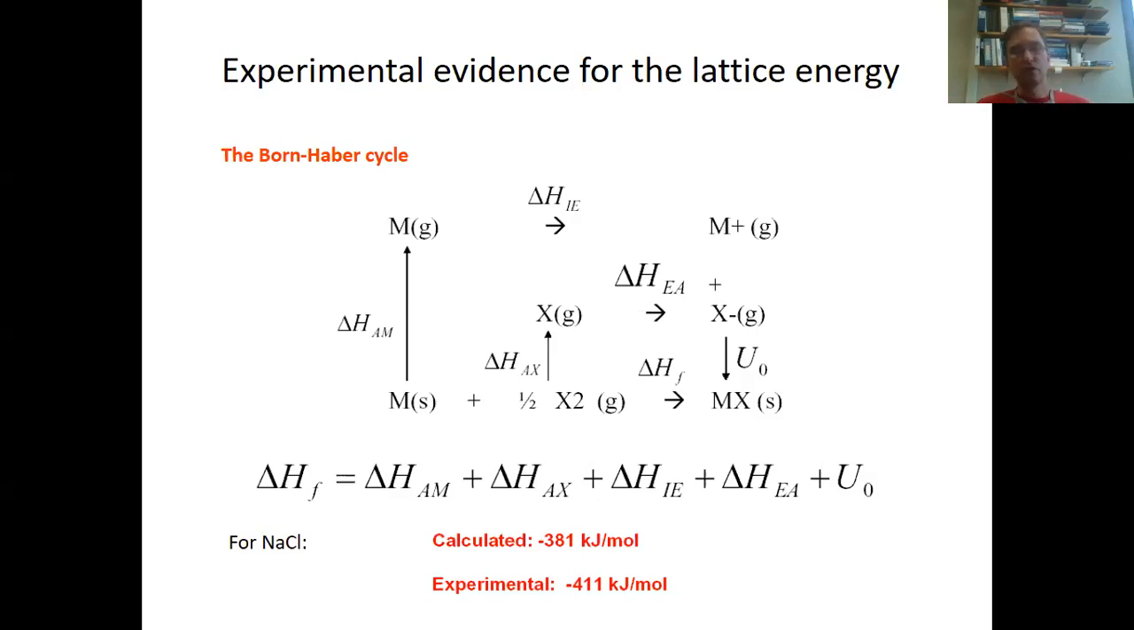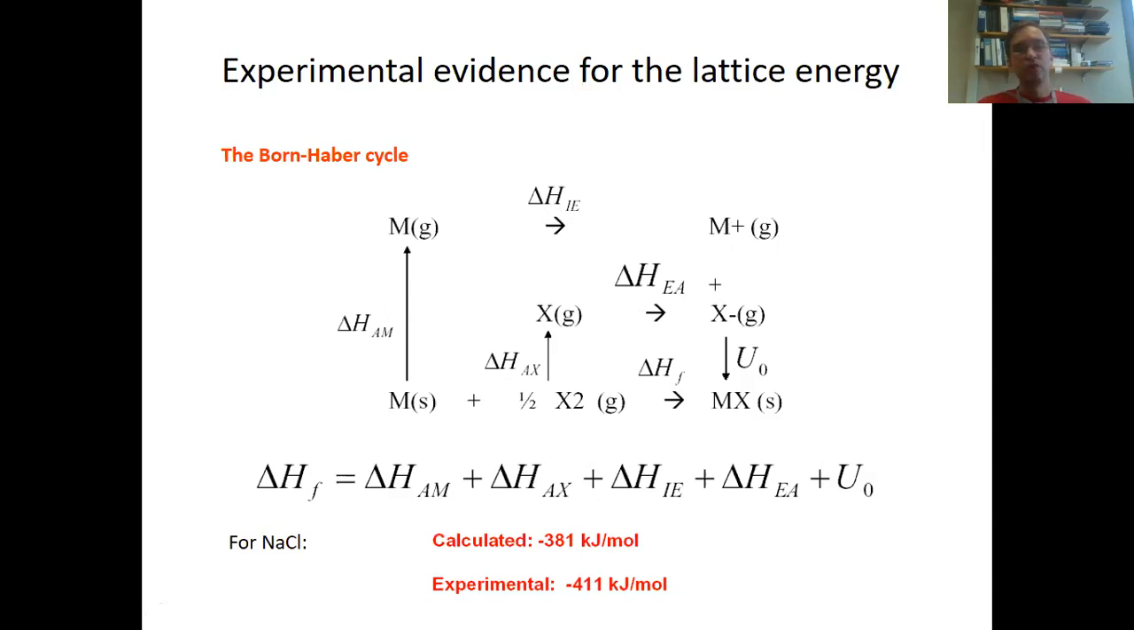So let us do this. We can, for instance, take our solid metal and bring that metal into the gas phase. This will be associated with a sublimation enthalpy, delta H. In the next step, we can ionize that neutral metal atom in the gas phase. That will create a metal plus ion, and again, that process will be associated with a reaction enthalpy. In this case, this will be equal to the ionization energy.